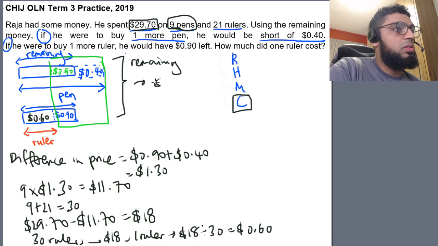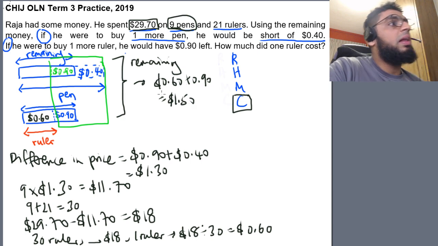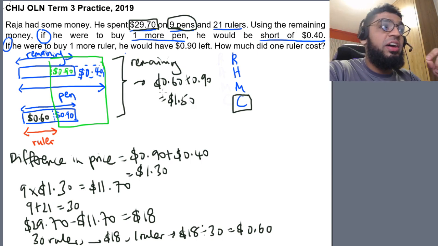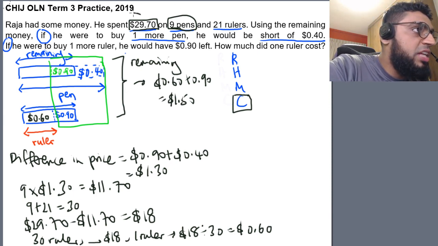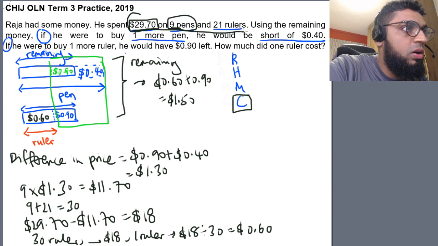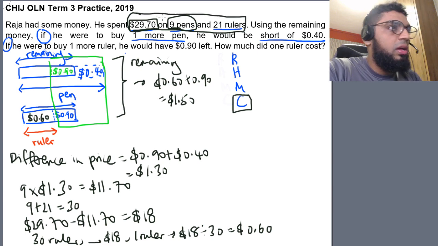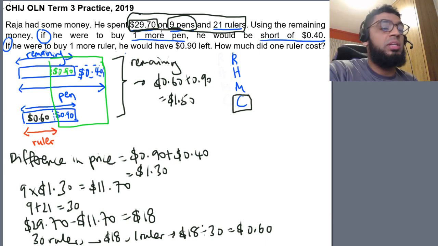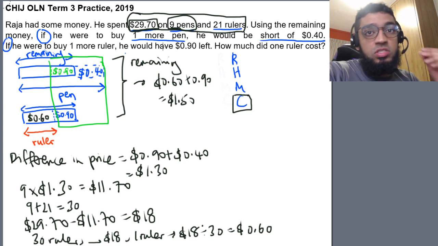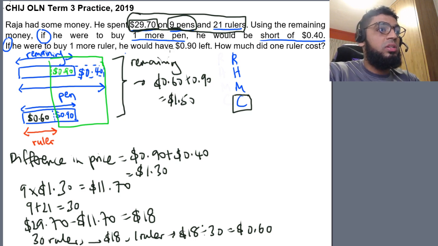Okay, so the remaining amount of money is the same as 60 cents plus 90 cents, which is $1.50. Okay, now from here, let's try and find the price of one pen. And from there, we will check this statement right here, which I'm going to box out in black. Okay, we'll find the price of one pen and we will see if 9 pens and 21 rulers will add up to $29.70. If our answer is yes, then our answer is correct.